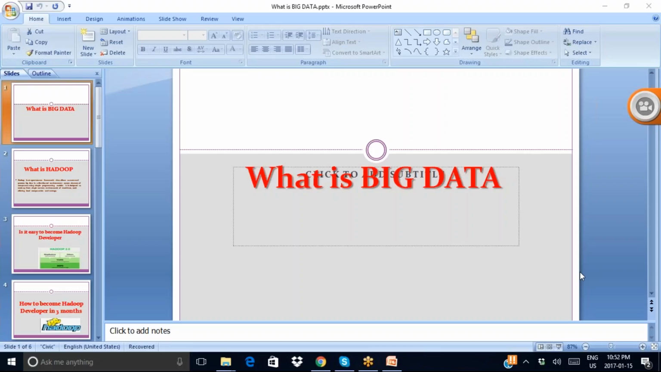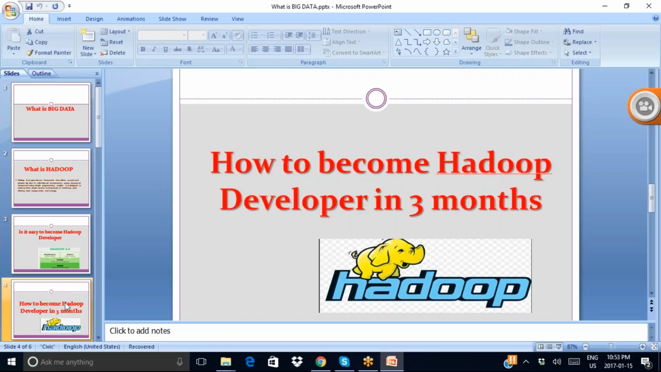Hi, I would like to talk about what's big data, what's Hadoop, and how to become a Hadoop developer in 3 months. This is my favorite question, and I've been asked by so many people whether it is possible to become a Hadoop developer in 3 months, or how to start a career as a Hadoop developer. People also ask me, I want to switch to Hadoop developer, is it really possible because I'm a working professional and I don't have much time?